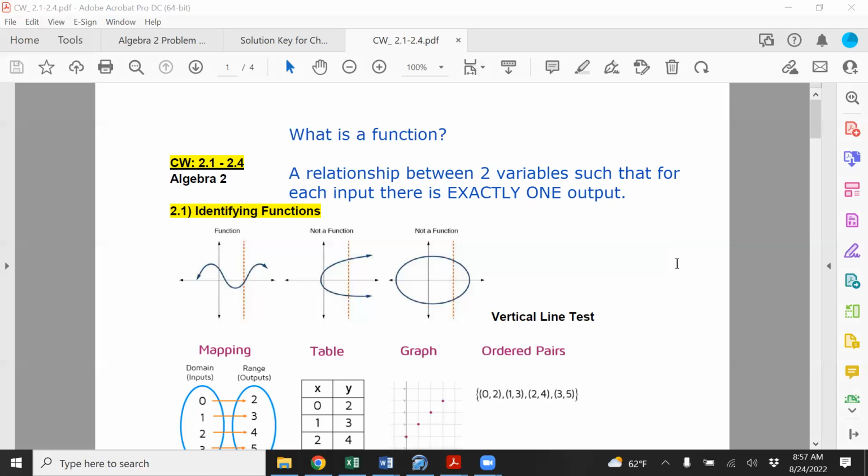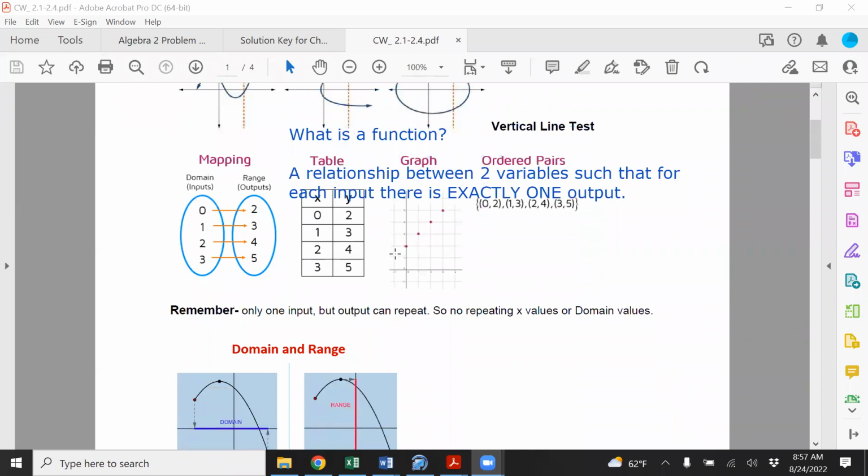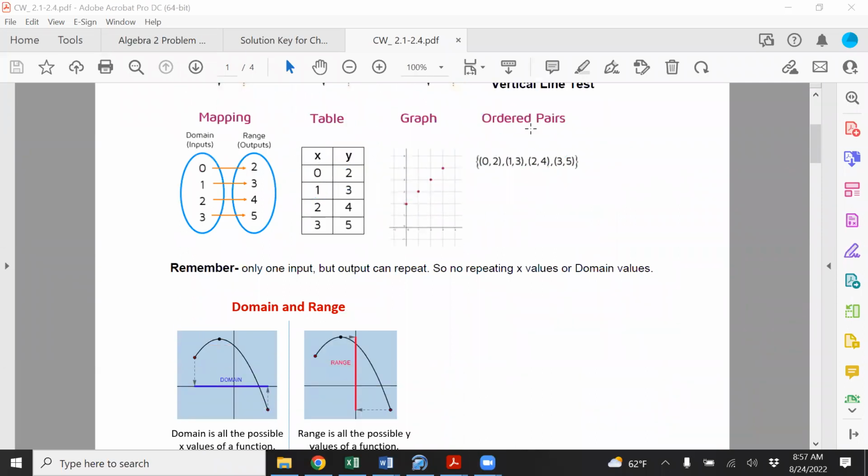Other ways you can look at it are mapping tables or graphs. So let's look down below. When you have functions, you can use a mapping diagram or a table or a graph. You have to guarantee that for every input, there's one output.